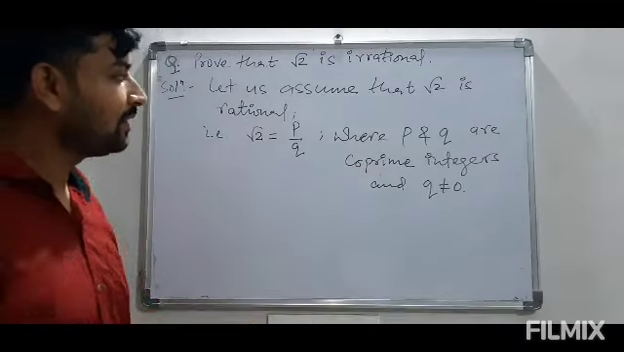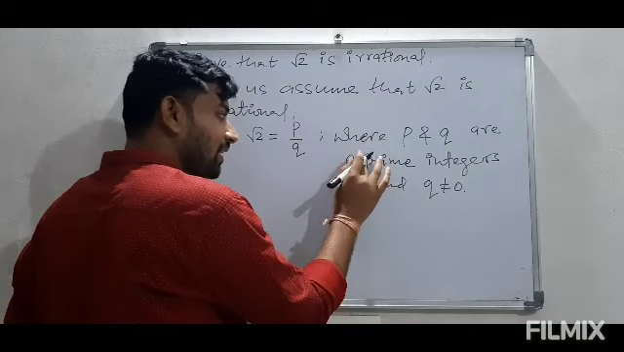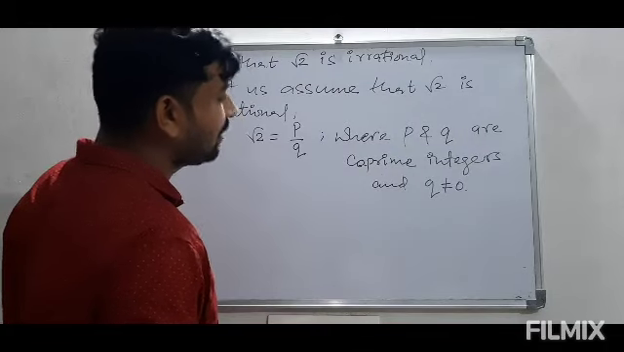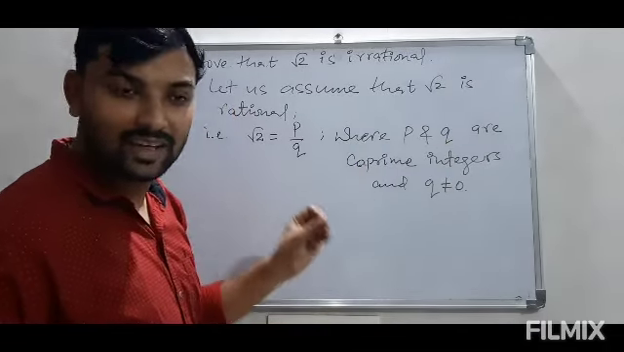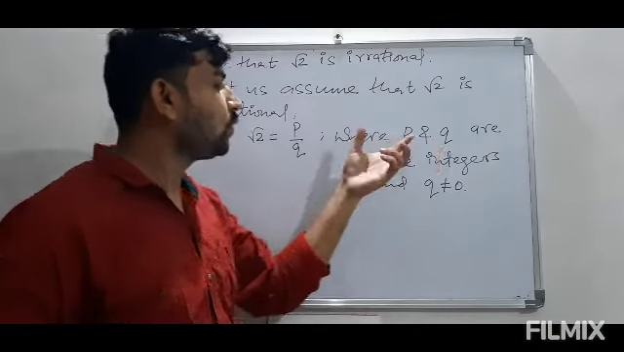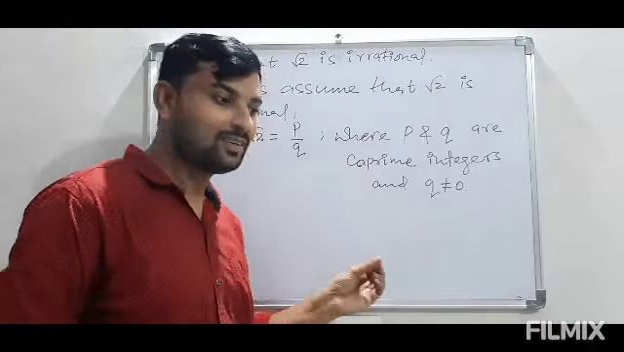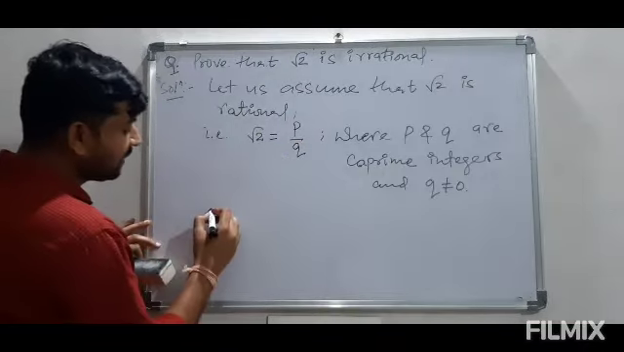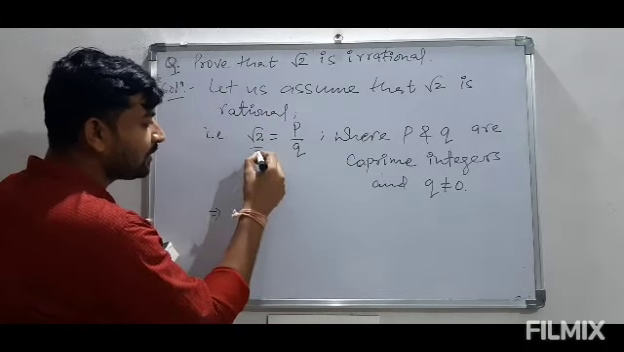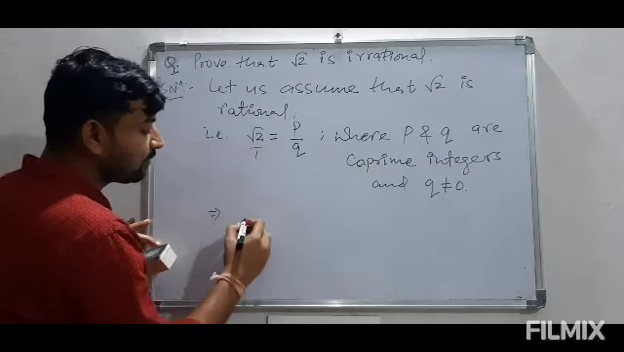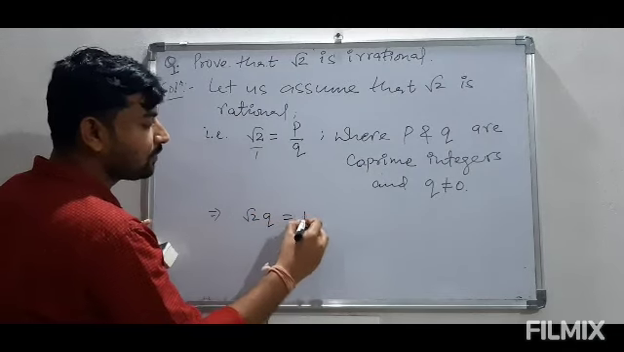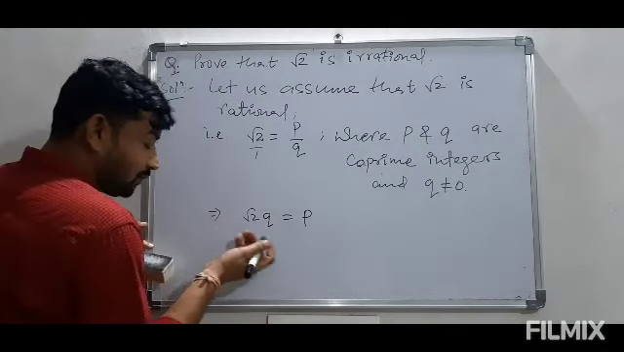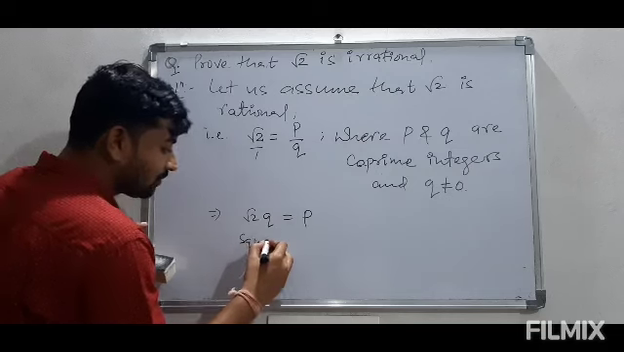Now come to this part. Co-prime means the numbers have only one common factor, that is 1. Means there is no other common factor of p and q than 1. 1 के अलावा कोई भी कॉमन फैक्टर इनका नहीं है, ऐसा हम मान के चल रहे हैं. So this is how we start. Now we can cross multiply. Root 2 can be written as root 2 upon 1. Cross multiplying, we get root 2 q equals p. Now to remove this root sign, we can easily remove it by squaring. So squaring both sides.